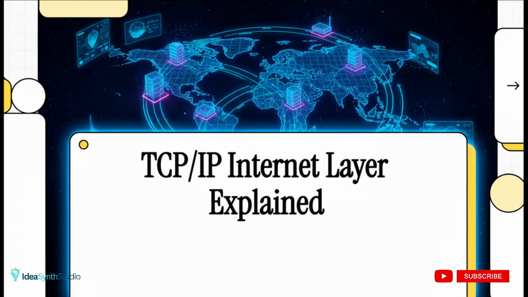All right, let's pull back the curtain on the very heart of the internet. Today, we're diving into the TCP/IP Internet Layer. Think of it as the invisible engine that moves, well, everything, from one side of the planet to the other in literally the blink of an eye. This layer is the absolute backbone of our entire digital world.